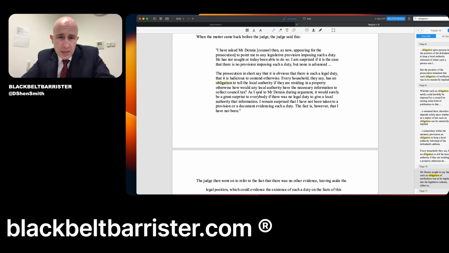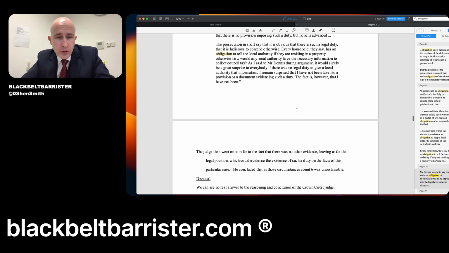The judge goes on, "As I said to Mr. Dennis during argument, it would surely be a great surprise to everybody if there was no legal duty to give the local authority that information. I remain surprised that I've not been taken to a provision or a document evidencing such a duty. The fact is, however, I have not been."